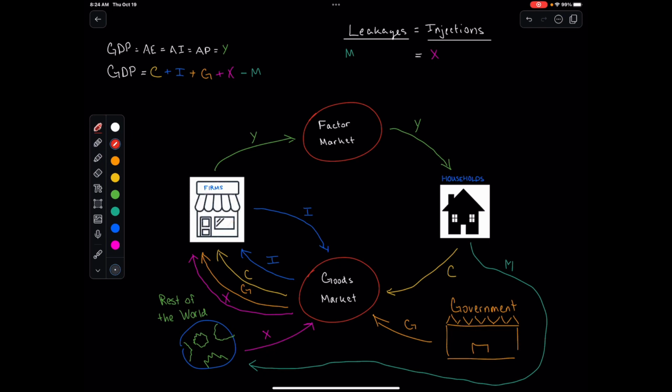Another example, actually, of an injection I should talk about first, that we did talk a little bit about, is government expenditure. That's the government coming out of nowhere and putting money into the goods market, whether it be through subsidies, tax breaks, something like that. So another injection in this case would be G, government expenditure. But similarly, on the flip side of that, a leakage in this case would be tax.